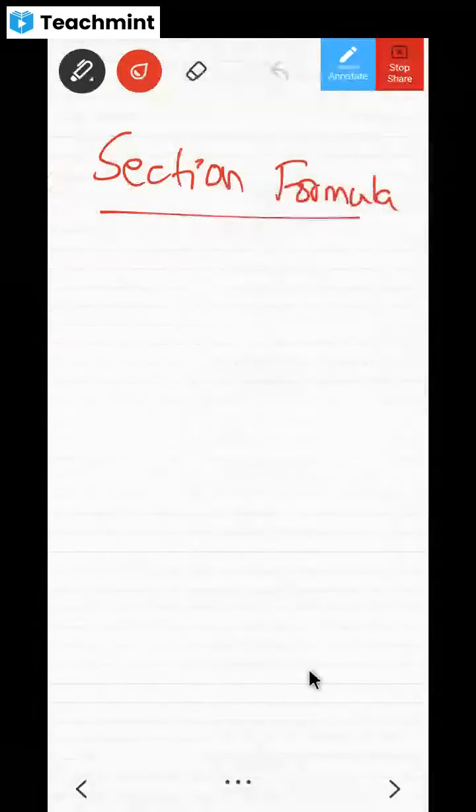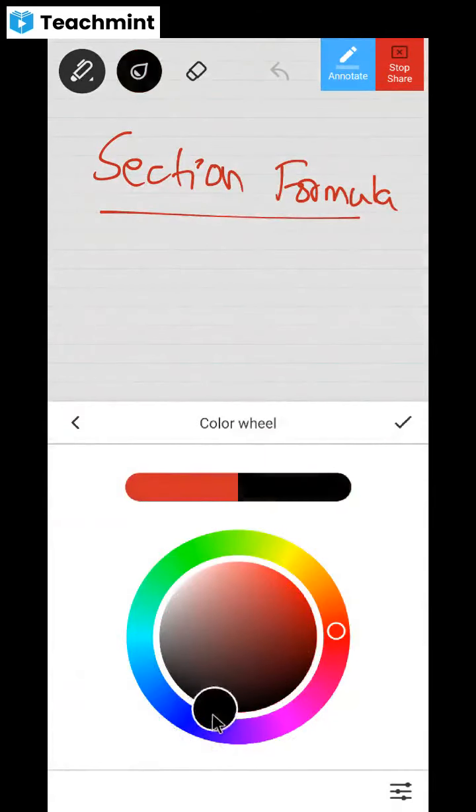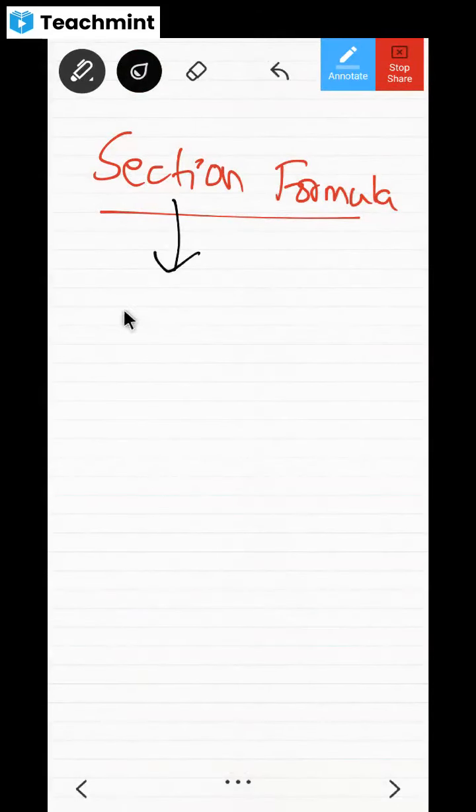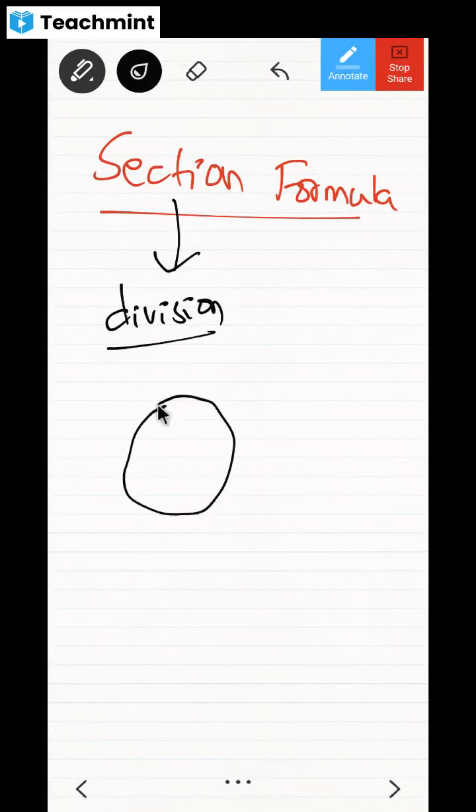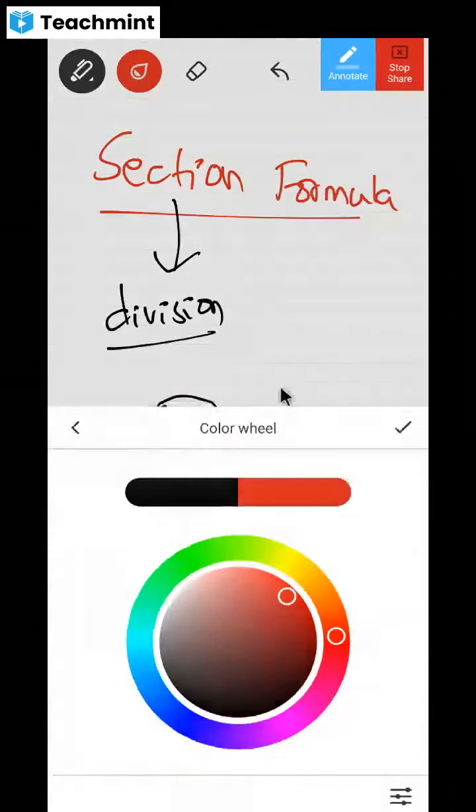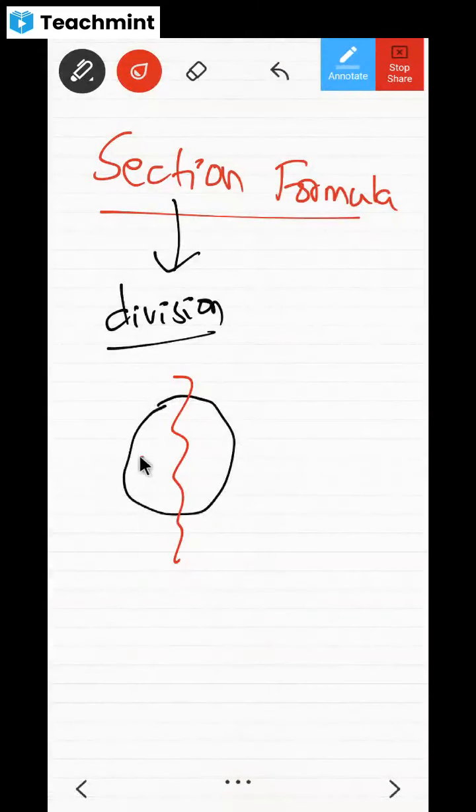Now section formula. Before getting into the formula, what is the meaning of section? Let us see that. Section means division. Complete means it is full. Section means some part. For example, if one apple or any circle is there and you cut it exactly in between, this is half and this is also half. These are sections, no?